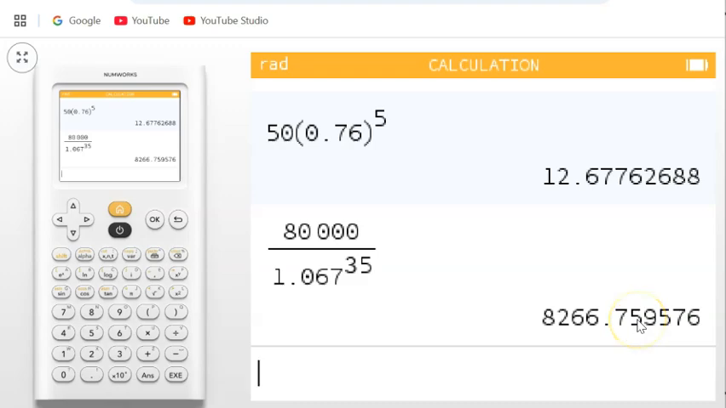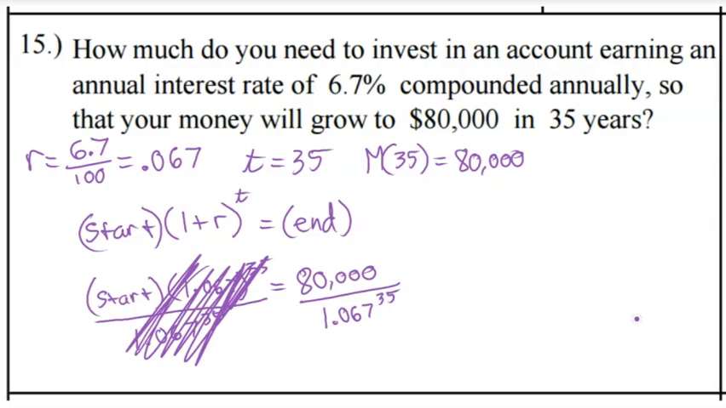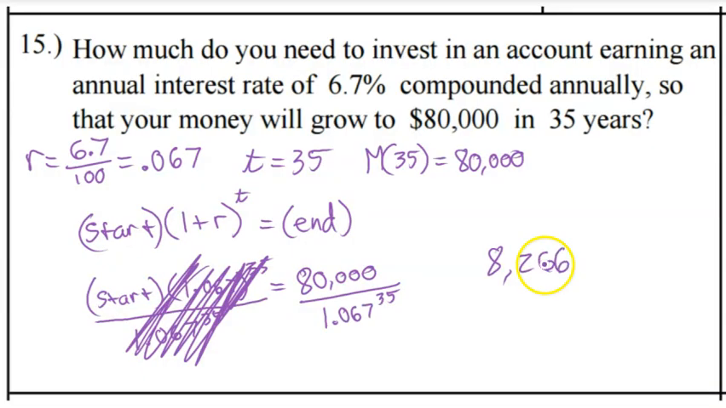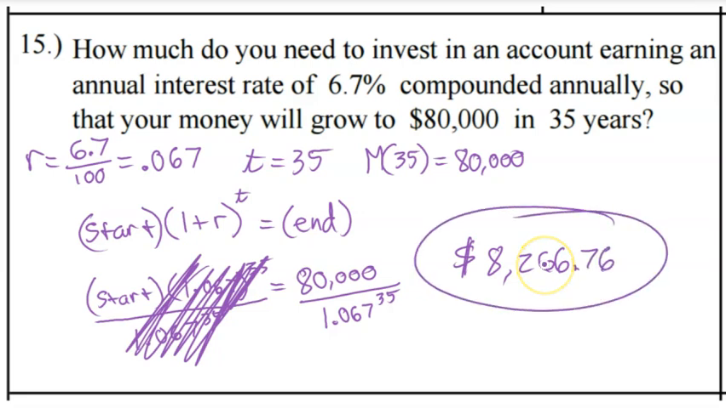So $8,266.76. This is in dollars. So that is how much money we need to invest to get $80,000 after 35 years at a rate of 6.7%.